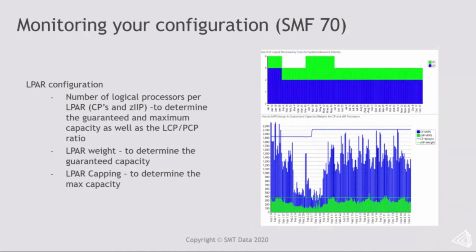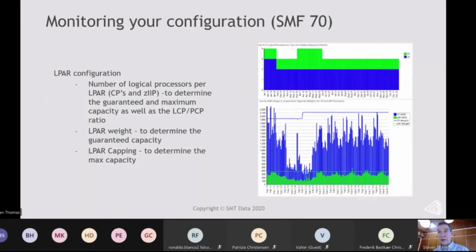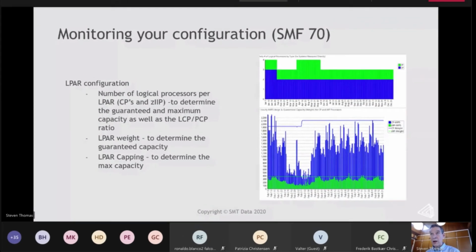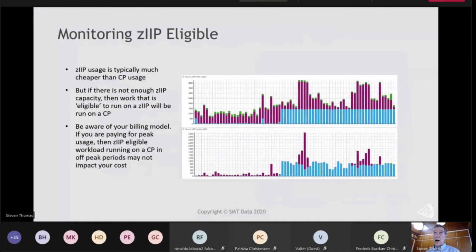You also need from the SMF70 to be able to see your own LPAR configuration, the number of logical processors, the weight of your LPAR, any capping going on in your LPAR, because all this again is going to affect your costs and quality of service. You want to be able to see things like zIIP eligible. Do you have workload that could have run on a zIIP if you had enough zIIP capacity, but ends up running on the more expensive CPs because there just wasn't enough capacity on the zIIP? So you end up paying extra for something you could have gotten cheaper if your system had been well configured.